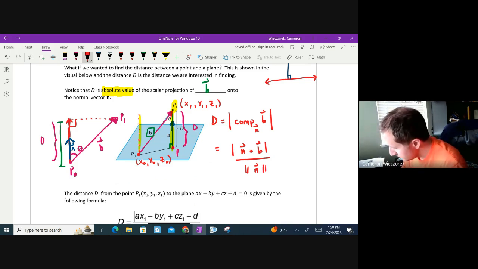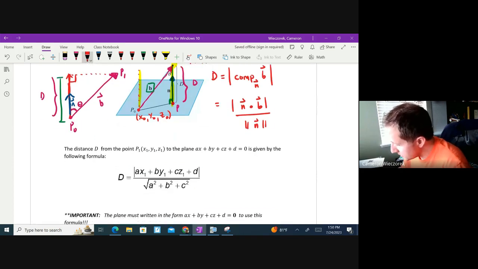And we can expand this a little bit. We could really go straight from here, but let's do a little bit of work. What we're going to end up with is this formula, but let's see where we get that.